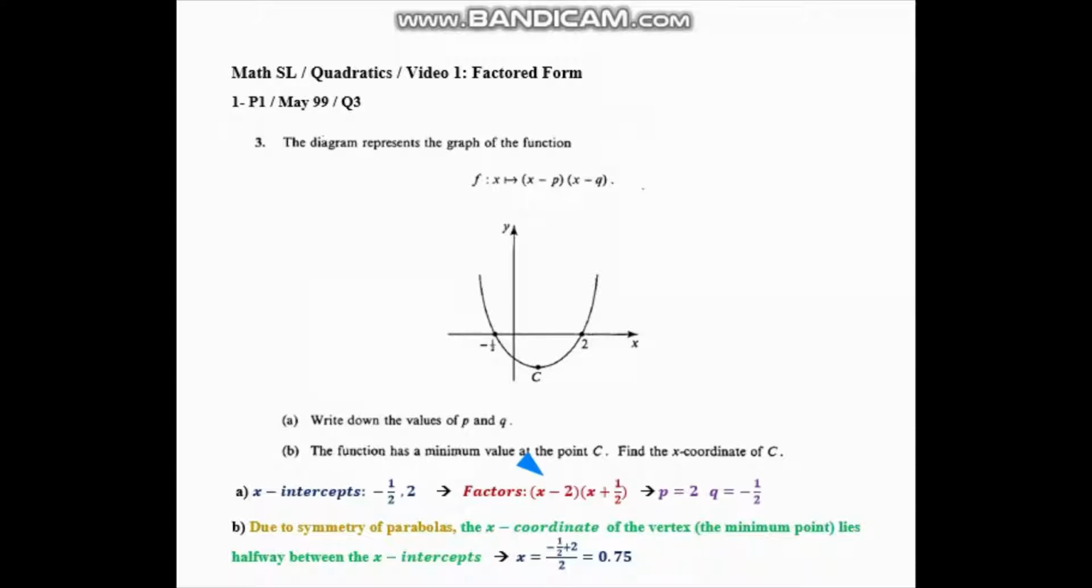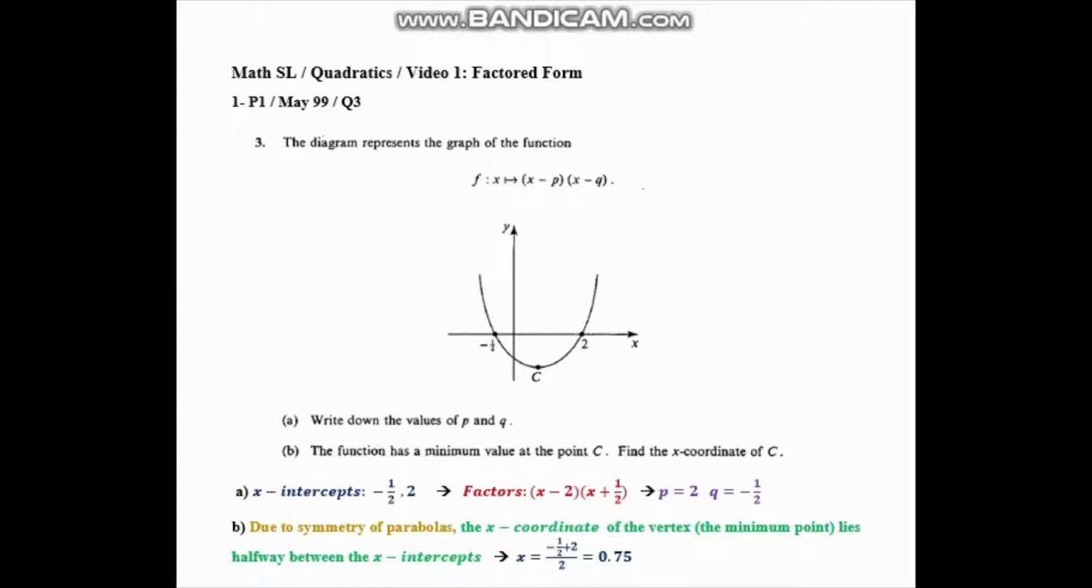So I shall compare these two brackets to the two brackets on top. I have x − 2 and x − p. Hence 2 equals p. And next I have x − q and x + 1/2. So q has to be −1/2 so that it becomes x + 1/2. Either way you solve, you shall get that p equals 2 and q equals −1/2.